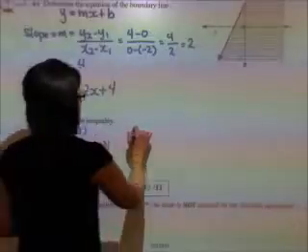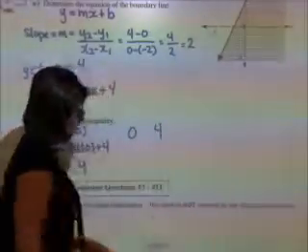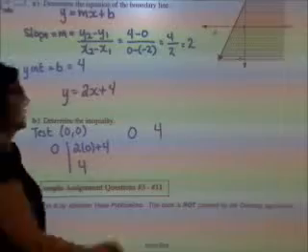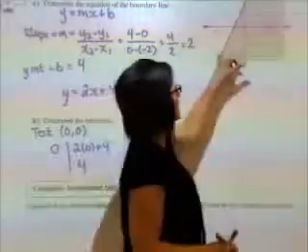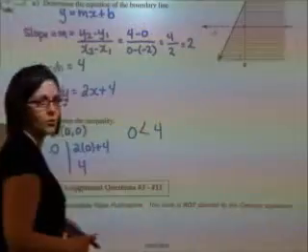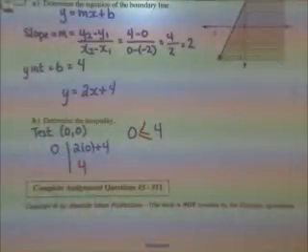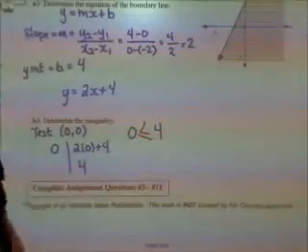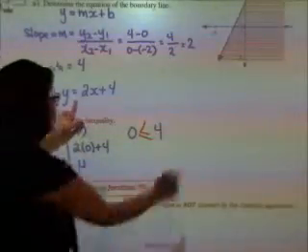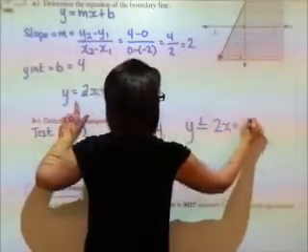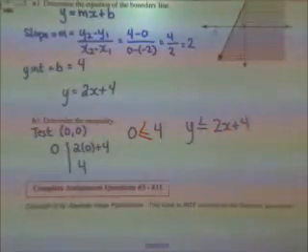So now what I want to do is insert an inequality sign that will make this true. So 0 is what to 4? Less than 4. Because this is a solid line, I need to include the equals. So now I go back. Y is less than or equal to 2x plus 4.